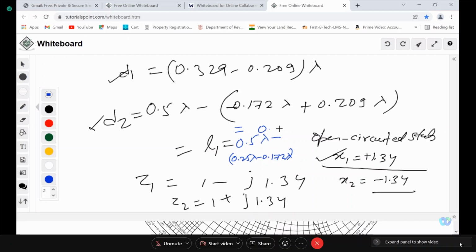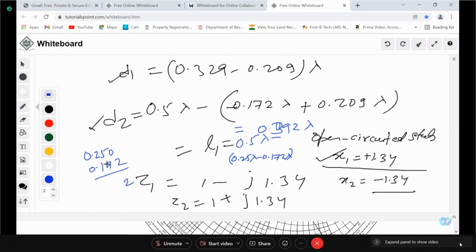How much are we getting? 0.25 plus 0.1, 0.422. Is it correct as per this? 0.392... 422, sir? This is correct? 0.422. You are getting 0.422. 0.25, 0.172.